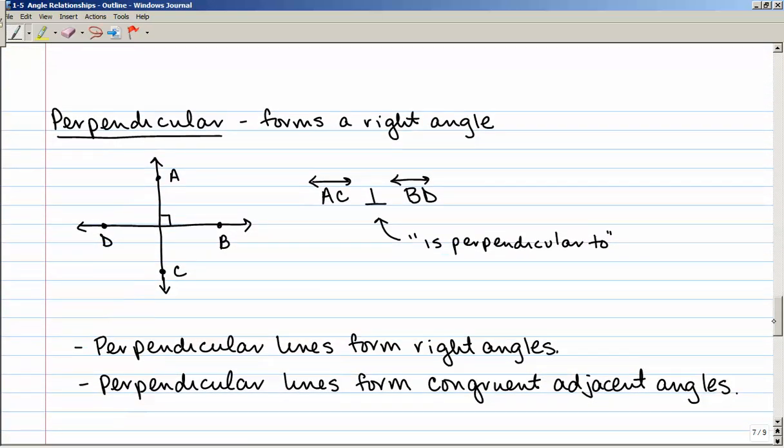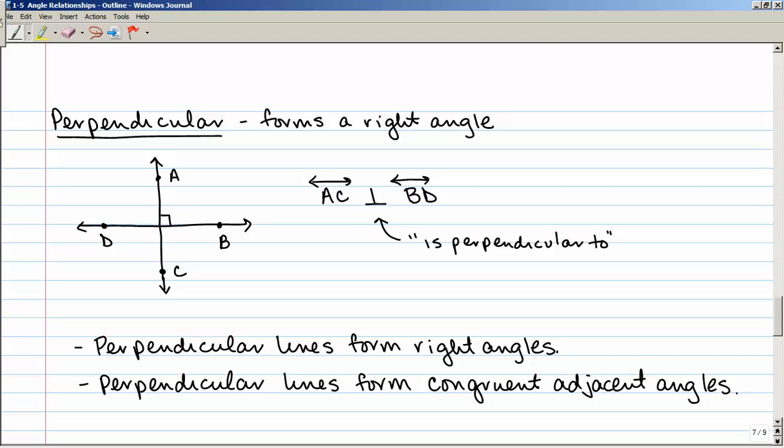Our next definition is of the word perpendicular. Perpendicular means that it forms a right angle. And the symbol we use for that is this little upside down T, and actually it's a line with another vertical line that looks perpendicular to it. So looking at this diagram, line AC is perpendicular to line BD because they form a right angle. And we designate that with a little box in the corner here.